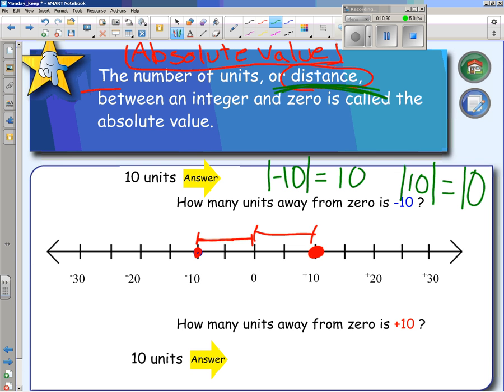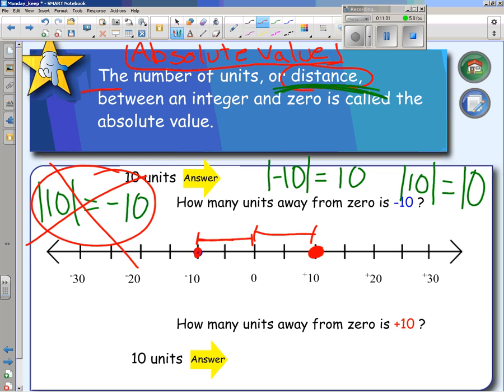I have too many people say or try to say, and don't write this down because this is the wrong example, they try and say that the absolute value of positive 10 is negative 10. They try and just do the opposite. There is a big, big difference between opposite and absolute value. Opposite, you switch the sign. So the opposite of 10 is negative 10. Absolute value is how far away from 0 the number is. So this example is wrong. Okay?